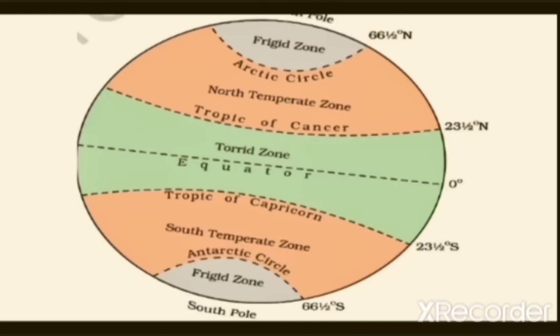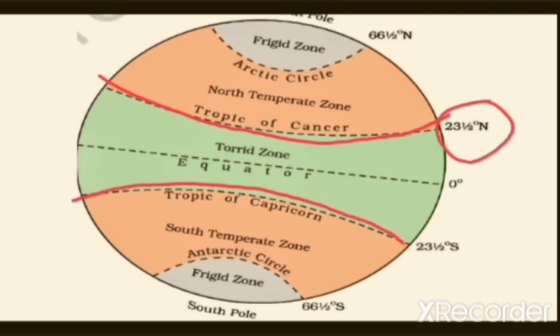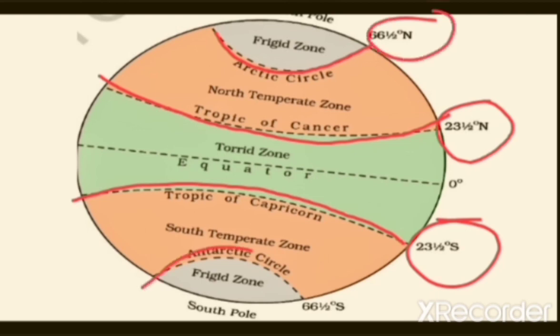Let us understand these with the help of the picture. This one is the Tropic of Cancer, which is 23.5 degree north of the equator, and Tropic of Capricorn, which is 23.5 degree south of the equator. Similarly, Arctic Circle, which is 66.5 degree in the north direction, and Antarctic Circle, which is 66.5 degree in the southern direction.